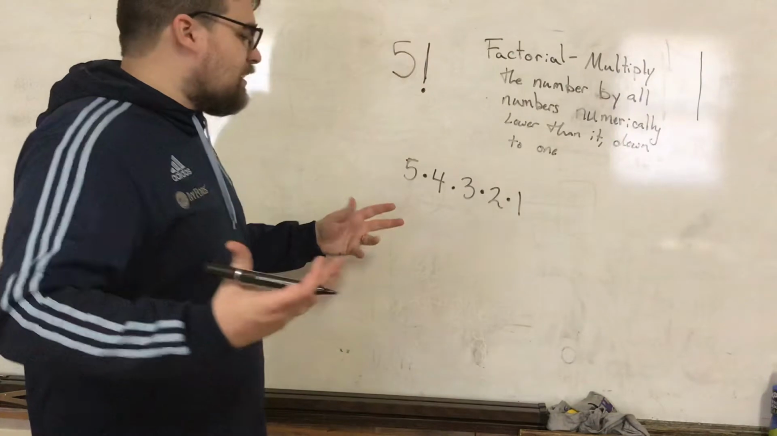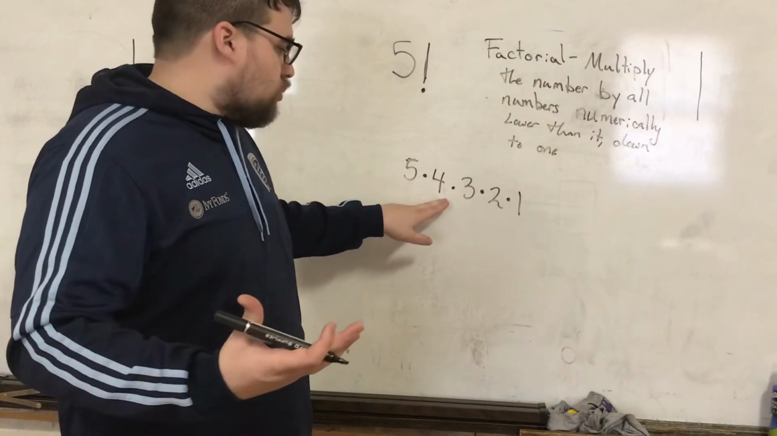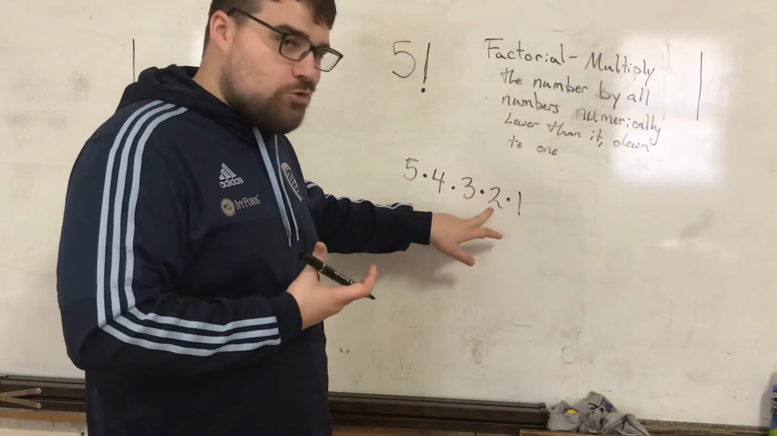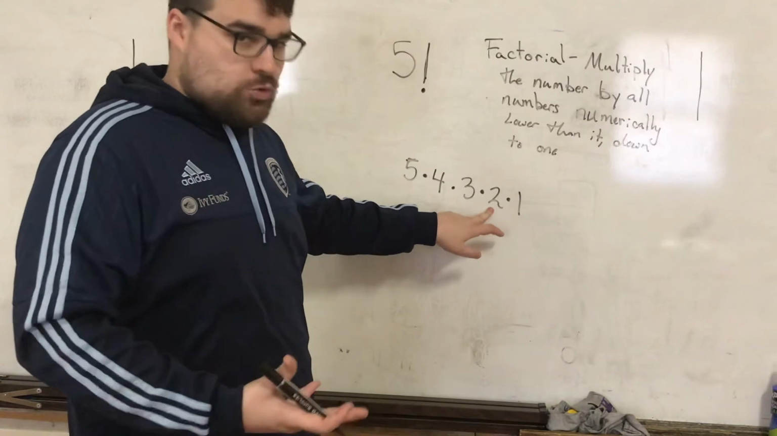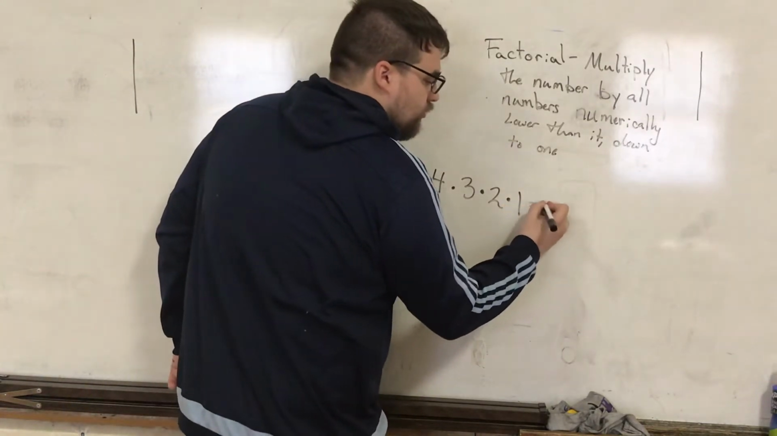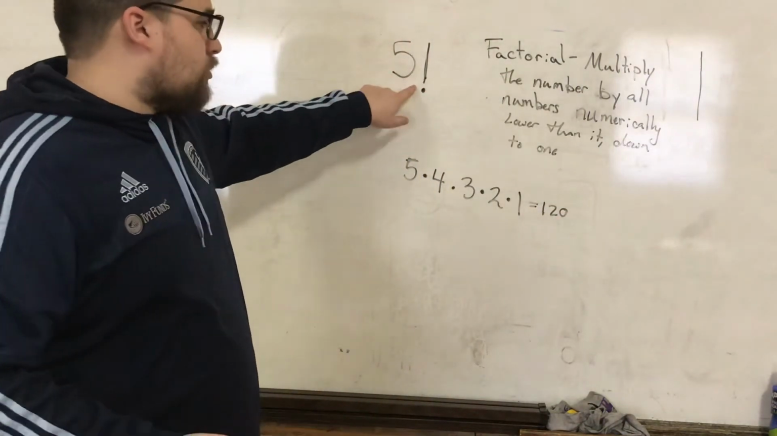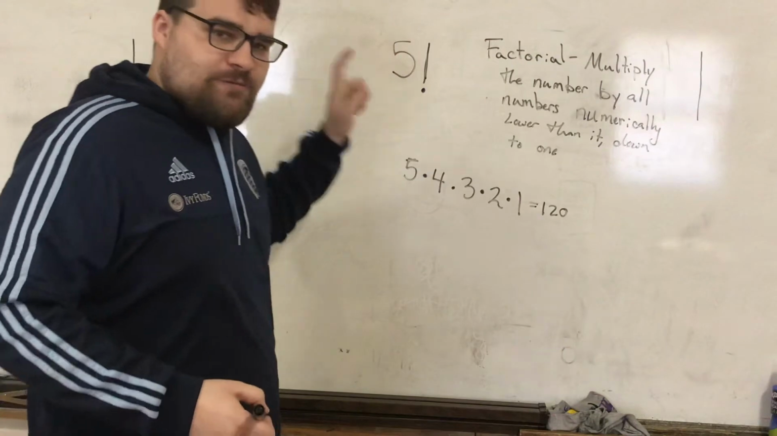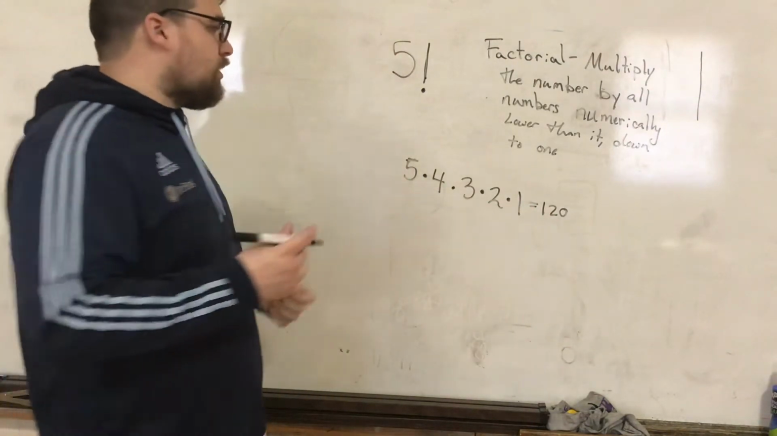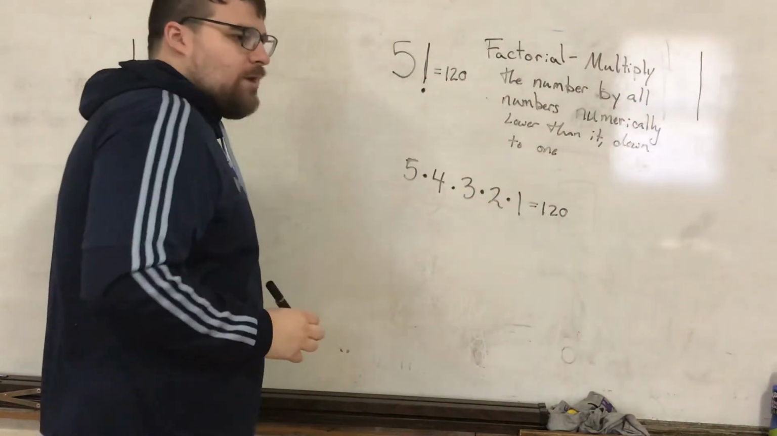So what we would get here, 5 times 4 is 20. 20 times 3 is 60. 60 times 2 is 120, and times 1 is still 120. So that tells us we get 120. So the solution to 5 factorial is 120. That's what it is, plain and simple. Multiplying it all the way down.